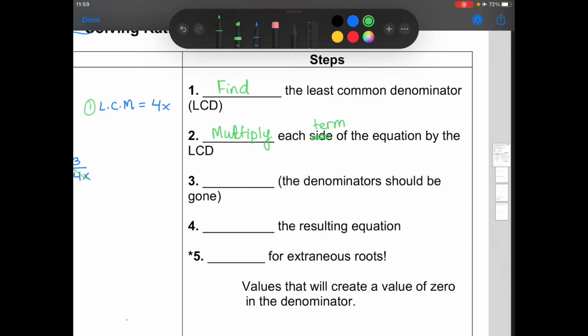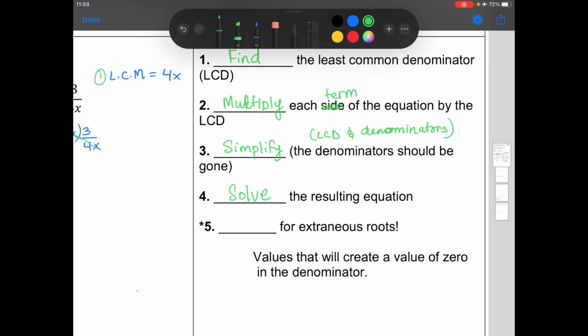So then simplify. What did we simplify? The LCD and denominator. That's what you're simplifying, so that all your denominators are gone. And solve the resulting equation. Again, if it's linear, you are going to solve by isolating, and if it's a quadratic, you're going to solve by factoring. And check. We didn't do that. I'm going to go back and do that.